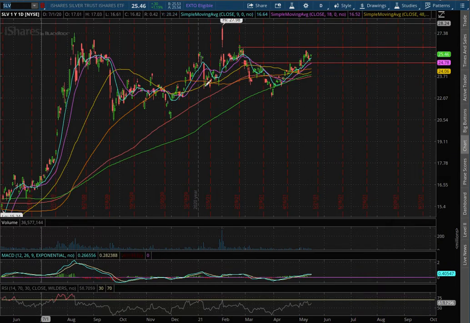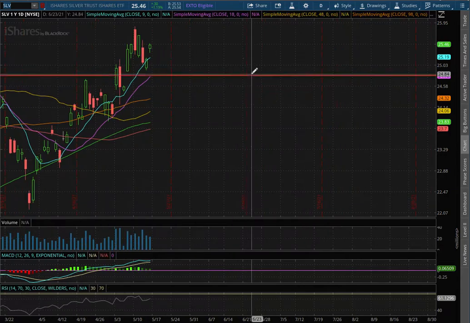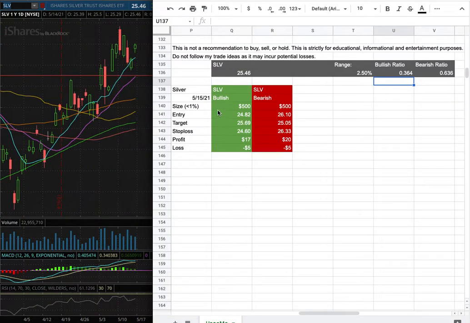As with the trade idea, I'll be trading SLV, and my position size for it is less than 1% of my portfolio. My long entry is at $24.82, and that is this range here, and that coincided with the 18-day moving average, this purple line. My sell target is at $25.69, and my stop loss is at $24.60.